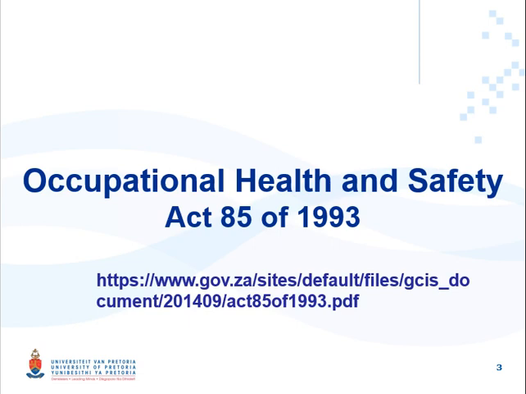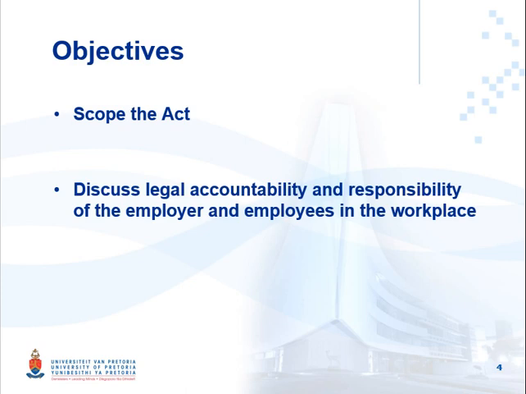You need to know about the act, and if you want to register as a professional engineer, you need to make sure that you understand this concept, not only the act, but at the same time its importance in engineering work. So in this lecture we are going to talk about the scope of Act 85 of 1993. We are going to discuss the legal accountability and responsibility of the employer as well as employees in the workplace, because there are some responsibilities and accountability from a legal perspective for the employee, and some for the employer. We are going to talk about them.